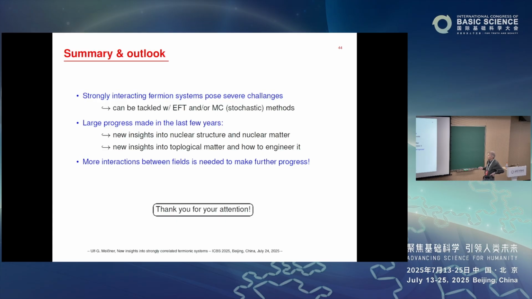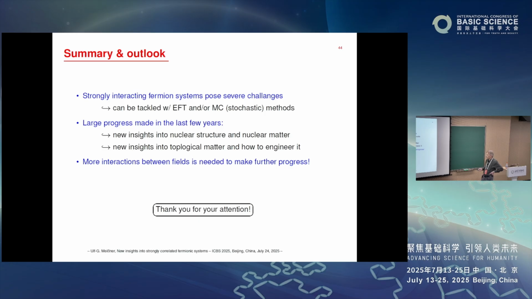And my final summary is this one. Strongly interacting fermion systems pose severe challenges. They can be tackled with EFT and/or Monte Carlo or stochastic methods. And there has been large progress made in the last few years. We have new insights in nuclear structure, nuclear matter, and also scattering, which I didn't show here. But also now we get some new insight into topological matter and how to engineer it.